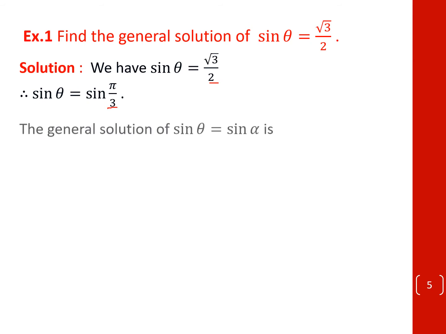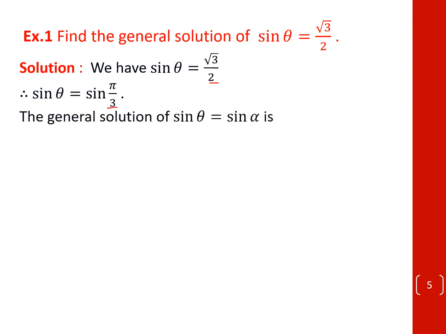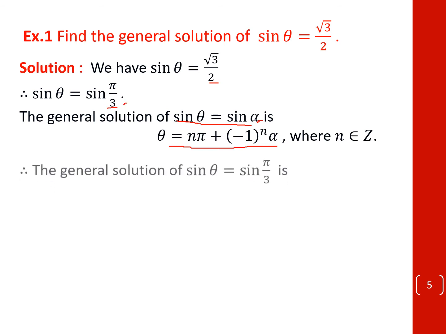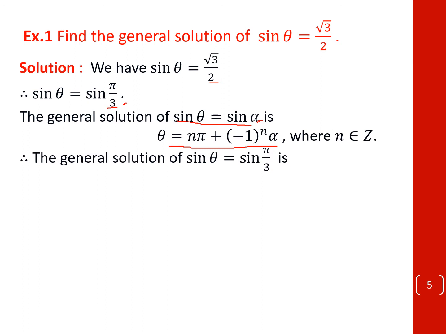Now we know the general solution of sin theta is equal to sin alpha is theta is equal to n pi plus minus 1 raised to n alpha, where n belongs to Z. What we have to do, students? In place of this alpha, we have to substitute the value of pi by 3 only. Therefore, the general solution of sin theta is equal to sin of pi by 3 is theta is equal to n pi plus minus 1 raised to n pi by 3, where n belongs to Z.